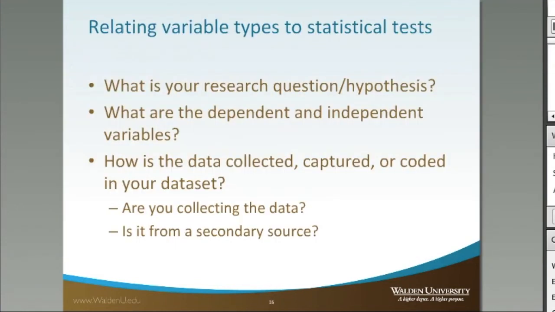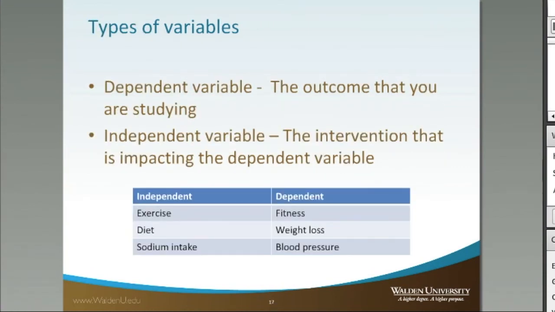What you do then, once you've figured out your variables, is relate that to your statistical tests. You have to know the requirements for each of your statistical tests. You also have to know which was the dependent and which was the independent variable. And ultimately, you need to know how your data was collected. The dependent variable is the outcome that you're studying, while the independent variable is the intervention that's taking place.